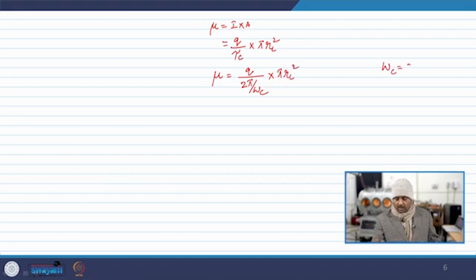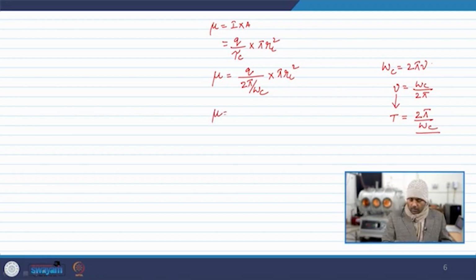Omega c is 2 pi nu. Nu is the frequency, omega is the angular frequency. Nu is omega c by 2 pi. Inverse of frequency is the time associated with that motion. So, time is 2 pi by omega c. This is what I have written here. So, mu equals q omega c by 2 pi into (m v perpendicular by qB) whole square.